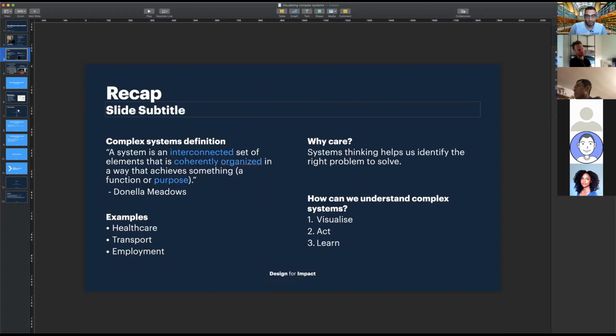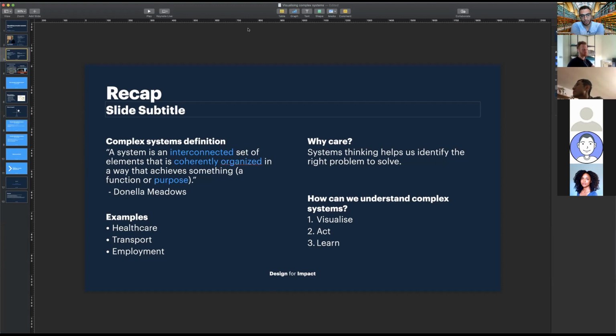Cool. All right. So quick recap about last week. Last week we spoke about a quick introduction to complex systems. We used Donella Meadows' definition of what a complex system is: an interconnected set of elements which are organized in a way to achieve a purpose, right? And we talked about how the purpose of a system, like the healthcare system, isn't necessarily, even though we'd like to believe it is, to take care of people who are sick. That might not necessarily be the way that the system is organized.